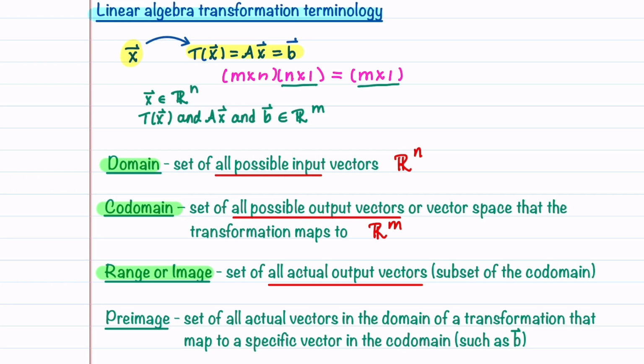We usually refer to the range or image as our vector b. Lastly, the preimage is the set of all actual vectors in the domain of a transformation that map to a specific vector in the codomain, such as vector b. In our transformation above, this is just our vector x.